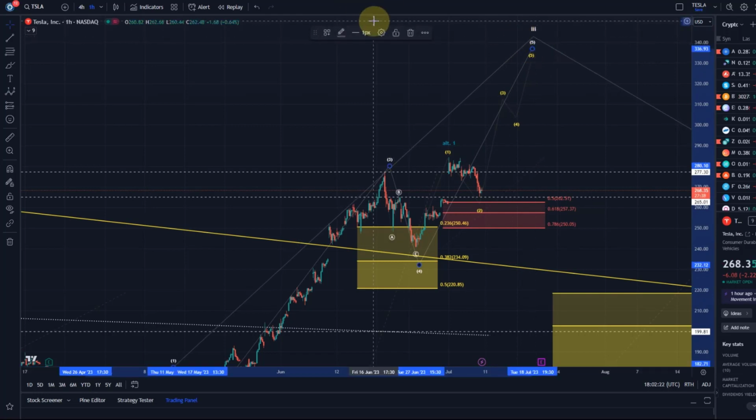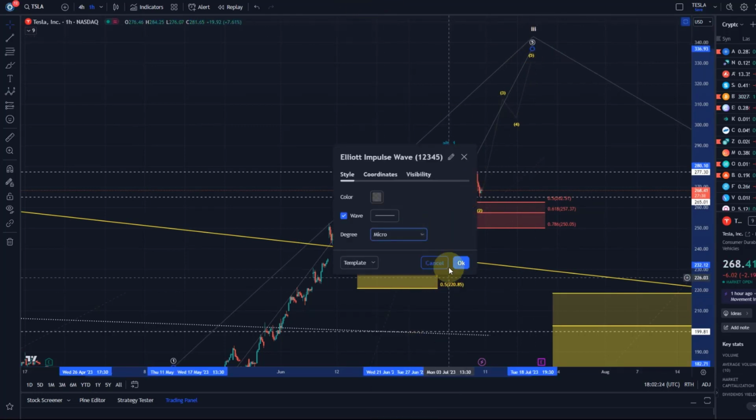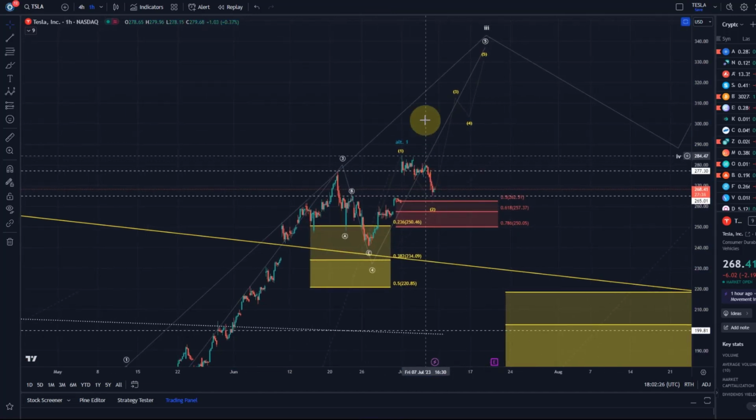I need to change the wave degree here of wave 5. And then I've got 5 waves in wave 5. So that is an explanation why this move up could be 3 waves. But this is not a reliable count because it failed to create 5 waves up here. So it's only a 3-wave move. That could also be something more bearish, and we'll talk about that now.